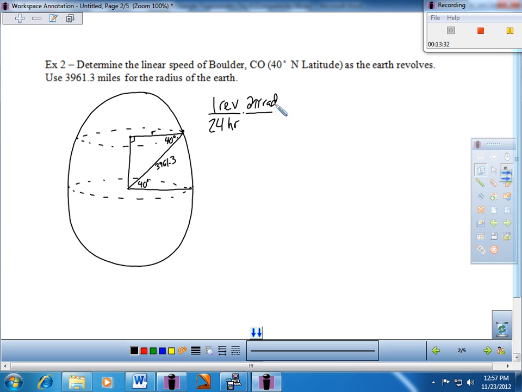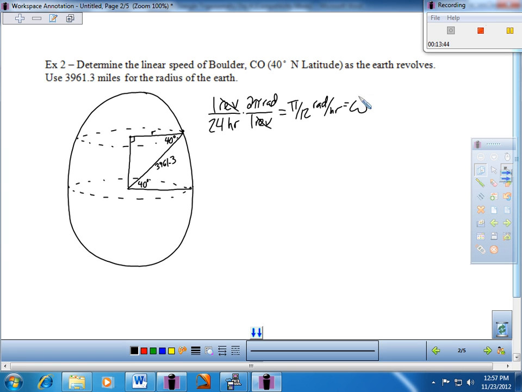So everyone on your paper, if you would, 2 pi radians is 1 revolution. Cancel, cancel, and that would be pi over 12 radians per hour. And everybody, that is W. Absolutely. And again, I think we've talked about this before, that is fixed for everyone on the surface of the Earth. So the angle for their radius as it revolves around is pi over 12 radians per hour.